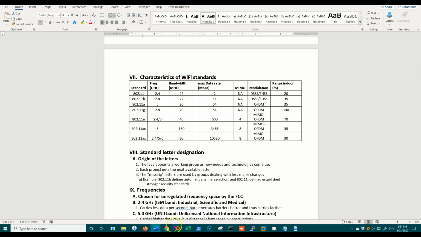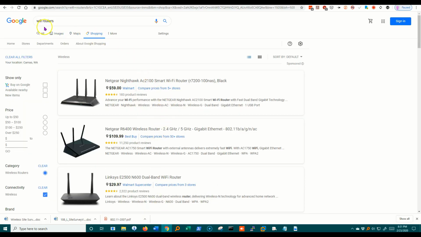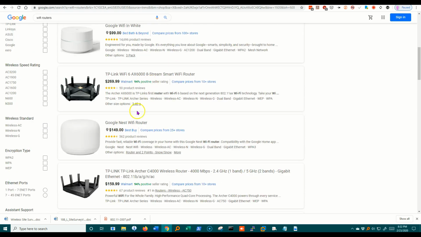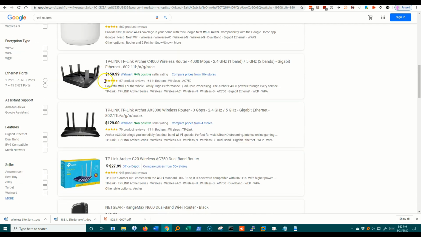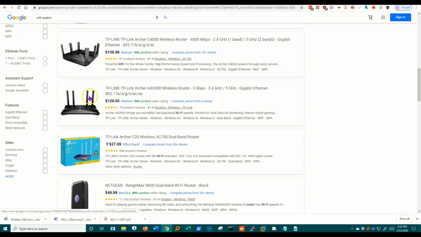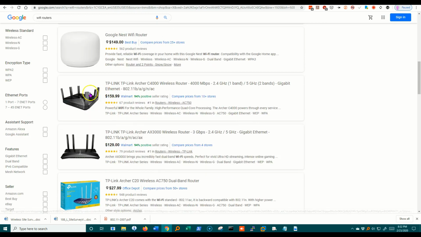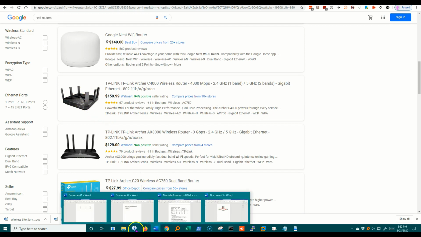If we go over, say, to Wi-Fi routers, as I typed in here and clicked shopping, and I go down here, you see I have 8 antennas on this thing, and if I go down here, I have 4 antennas on this one. This is a MIMO 4 system, this is a MIMO 8 system. So that's what we mean by the 4 and the 8, and the more antennas, the better. So there we go, that's MIMO.